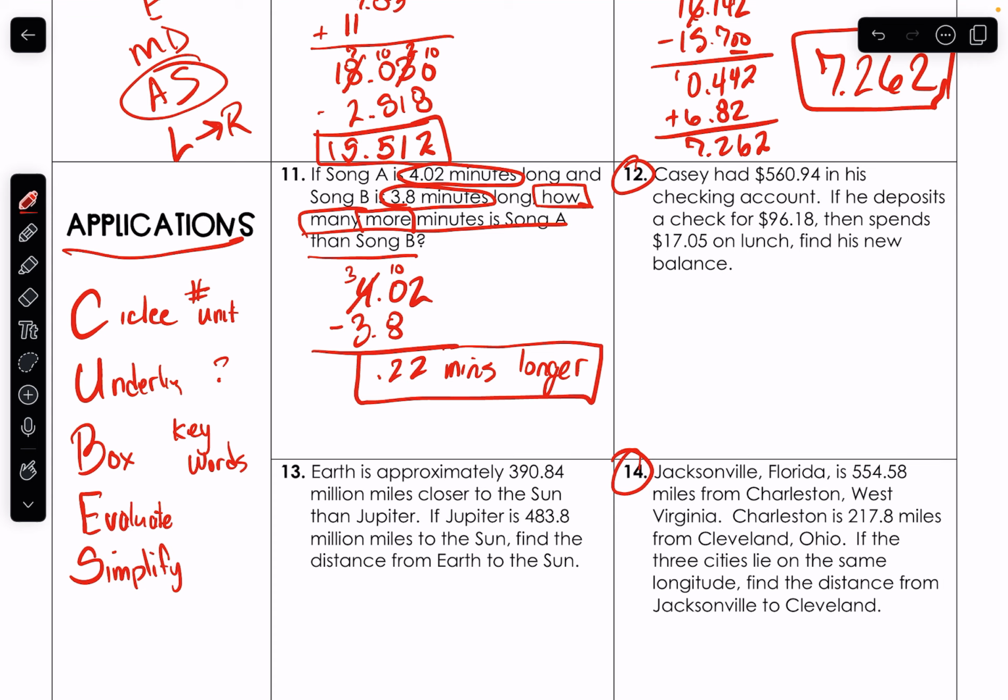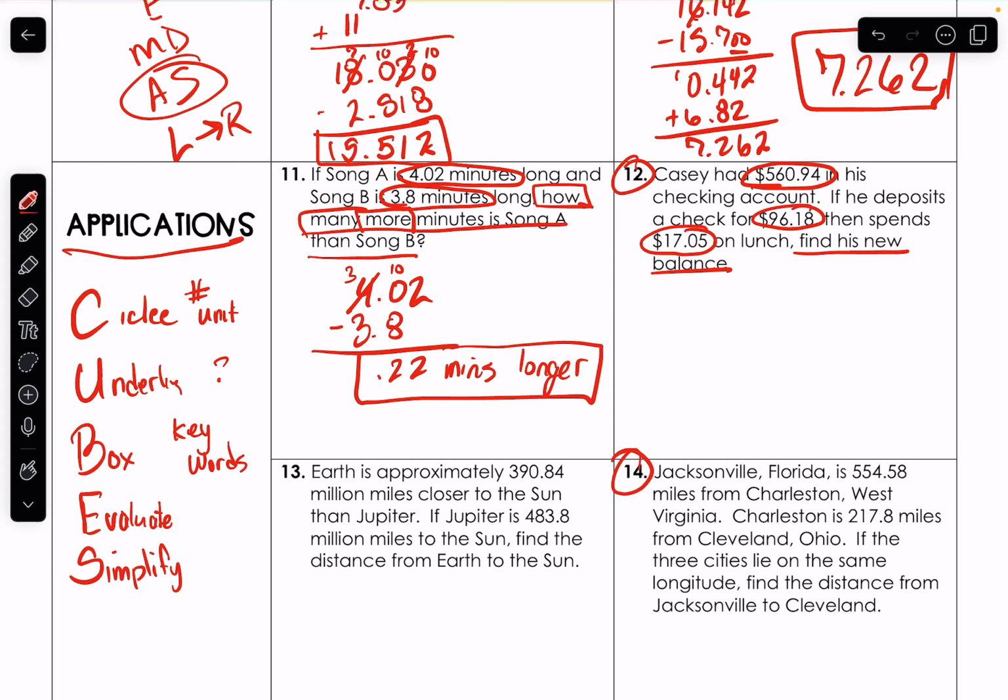All right, so let's jump into question 12. So key numbers, 560.94, 96.18, and 17.05. Okay, those are our key numbers. We underline the question. If he spends this much on lunch, what's his new balance? So we really want the final balance. So, okay, let's see what we got.